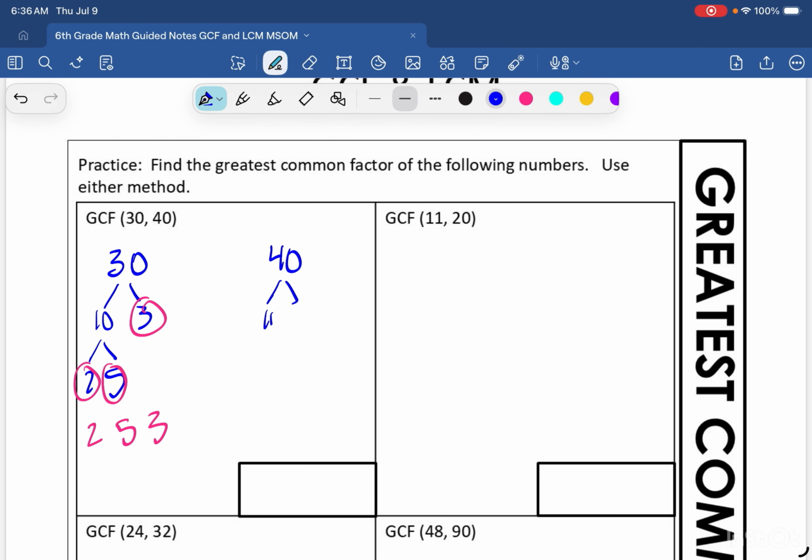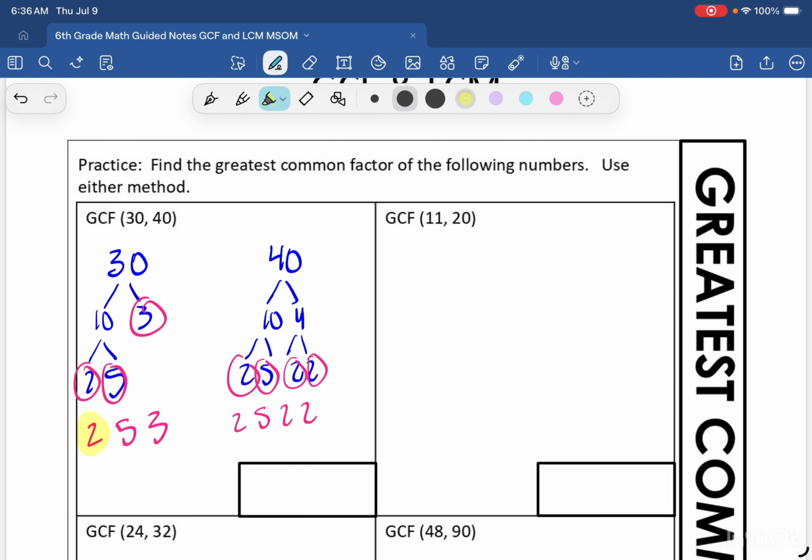40 is 10 and 4. Keep going. That gives me 2 and 5 and 2 and 2. I have all prime numbers right here. So I have 2, 5, 2, 2. Pairs of common factors would be a 2 and a 5. If I multiply 2 times 5 together, I get 10. So the greatest common factor is 10.